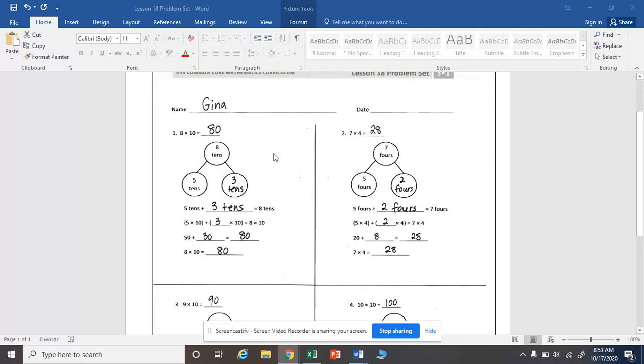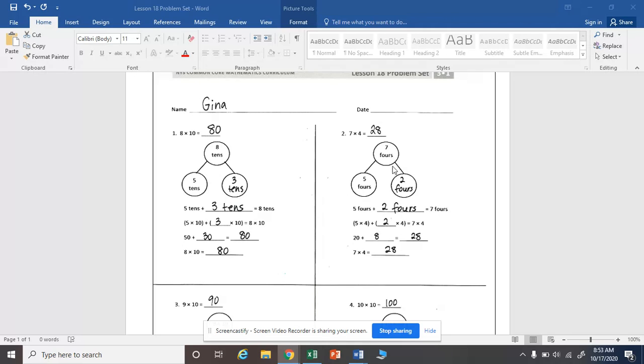On number 1, we have 8 times 10, which we found out is 80. We broke the 8 tens into 5 tens and 3 tens. 5 tens plus 3 tens equals 8 tens. 5 times 10 is the same thing as saying 5 tens. 3 times 10 is the same thing as saying 3 tens, which equals 8 times 10. 50 plus 30 equals 80 because 5 times 10 is 50, 3 times 10 is 30, and 8 times 10 is 80.